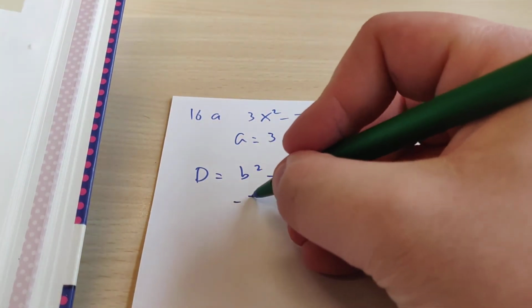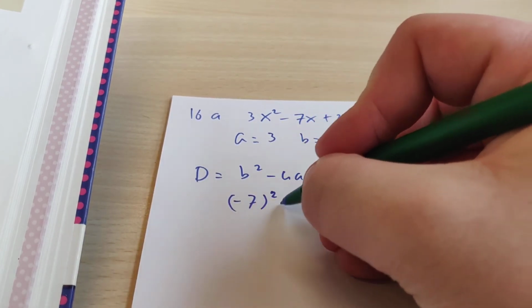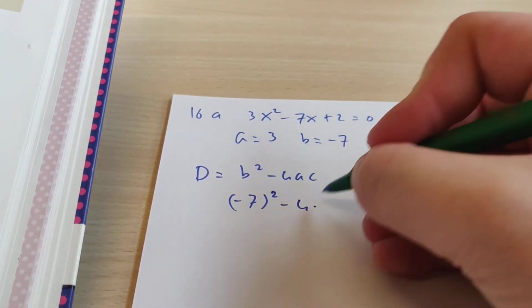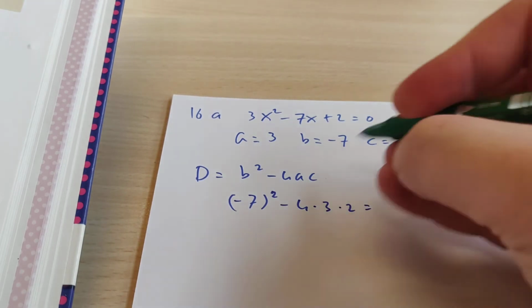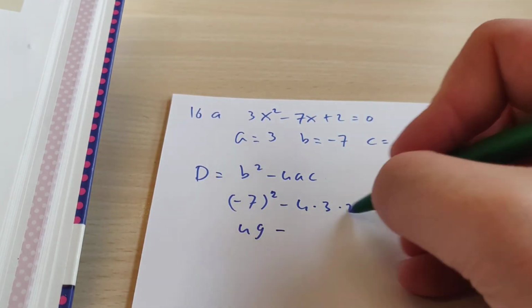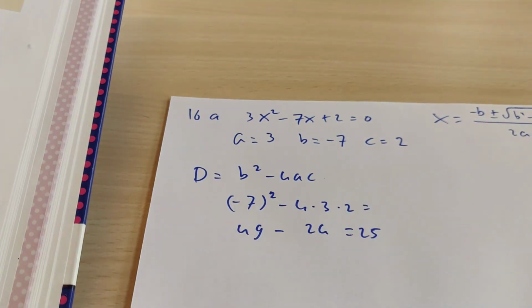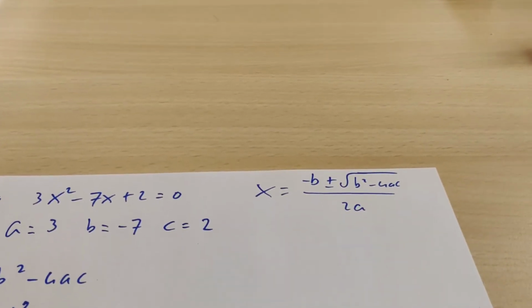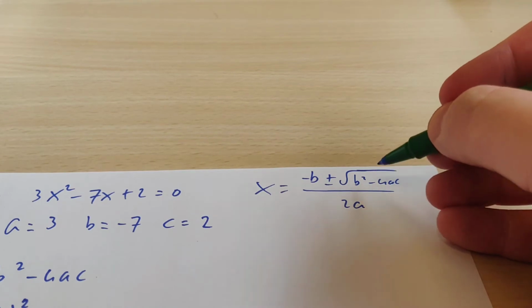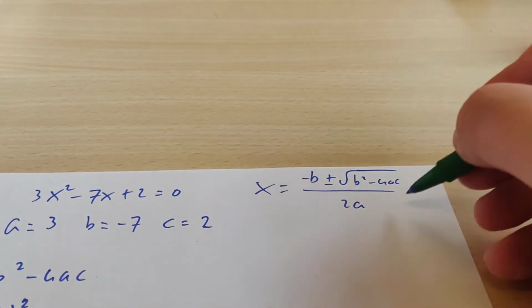B squared is minus 7 squared. And then minus 4, there's always a 4 here. And then times 3 times 2. Now if you calculate this, it's 49 and this is 24, so we get 25. So this is a positive number. That's useful to know because we need to take the square root of that number. So if it's positive, that means that we can actually calculate this.